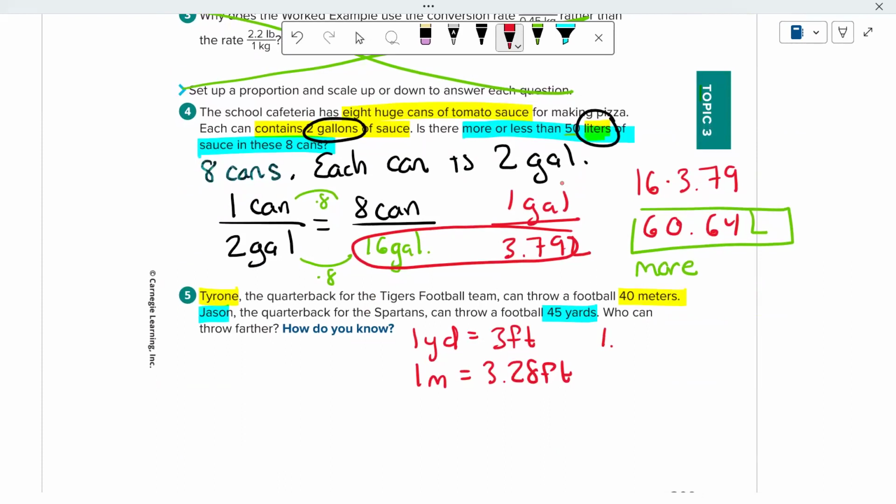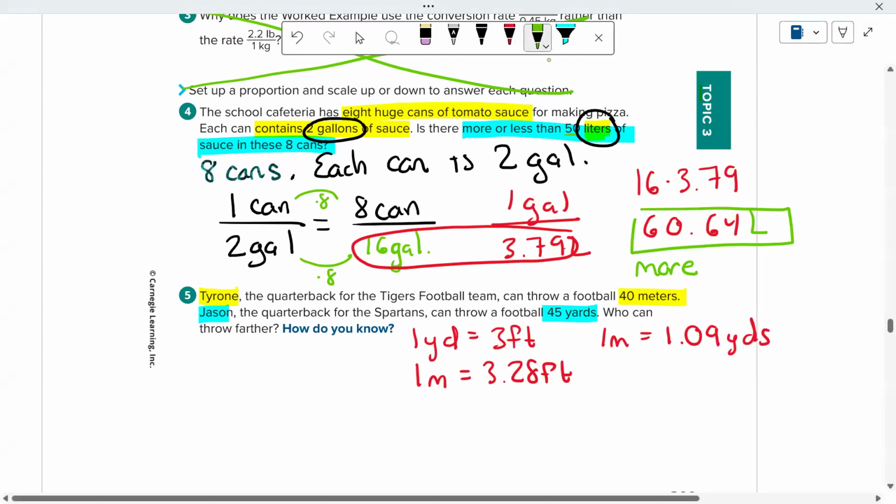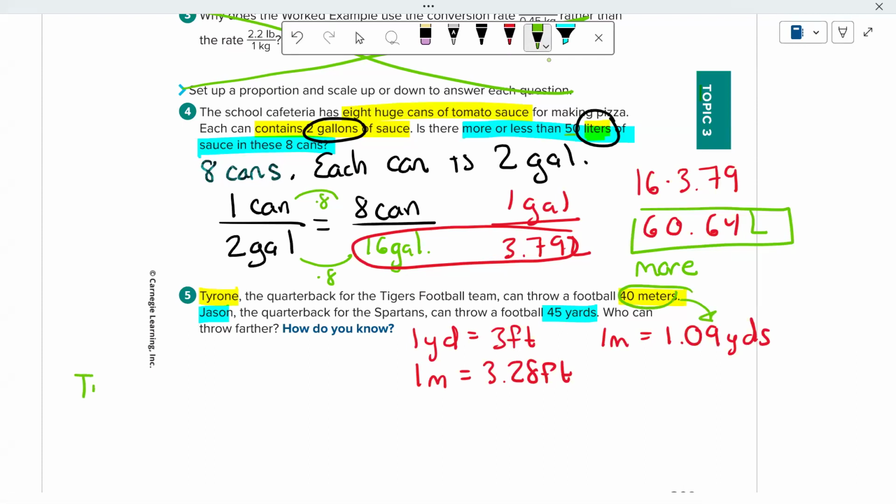1 meter is equal to 1.09 yards. So it's probably easier if I do it that way. I'd rather convert the meters to yards, that way I can compare them. So let's compare that. This is Tyrone's. I like my stuff labeled. I'm going to take points off if you do not label information.